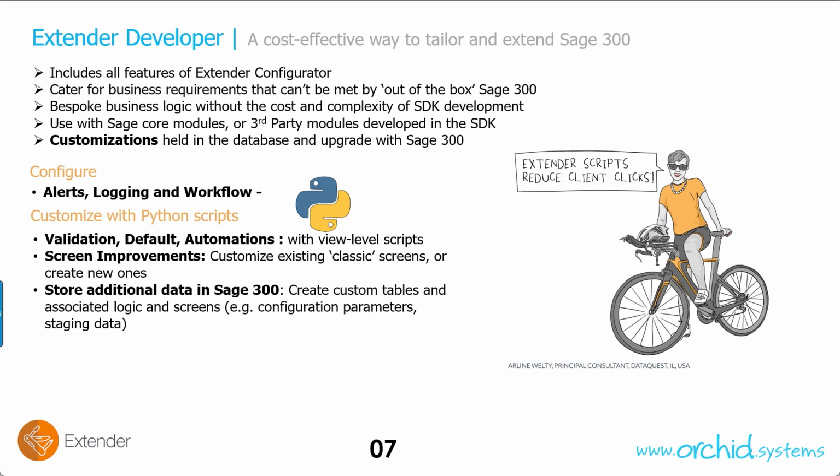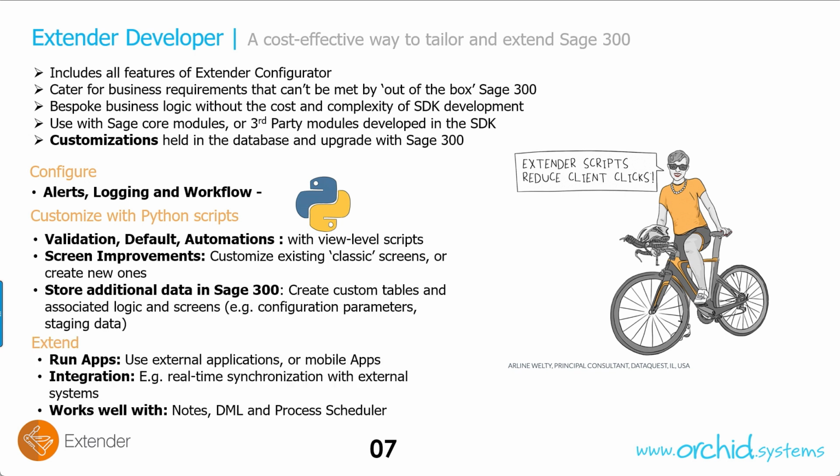You can also store additional data in Sage 300, such as creating custom tables and the associated logic to store staging data for integration projects, configuration parameters, or simple tracking records of customer complaints. Within Extender, you can build apps that let you package some of your customizations that you want to reuse.